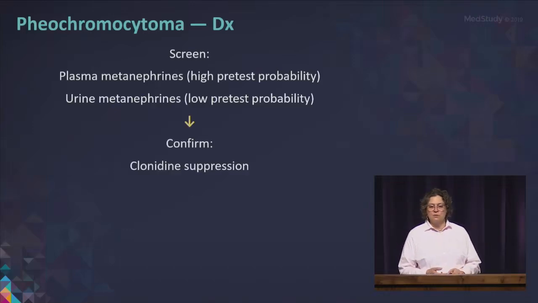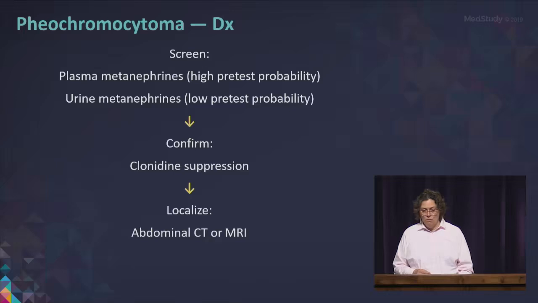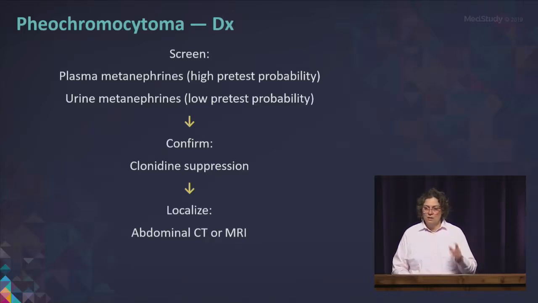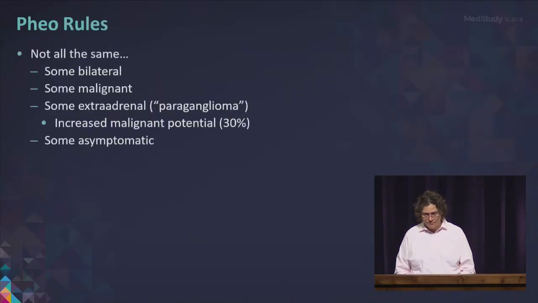Once we have a positive screen, we want to confirm. So we want to do a clonidine suppression test. And once we are convinced that we have a FEO, then we will localize. We never image without a diagnosis because we wouldn't even know where to look. We've got to make sure that we have the actual diagnosis.